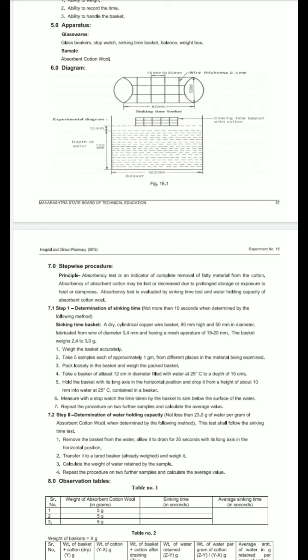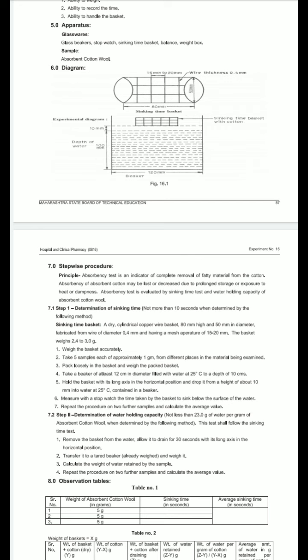Step first is determination of sinking time, that is not more than 10 seconds when determined by the following method. Sinking time basket: a dry cylindrical copper wire basket 80 mm high and 50 mm in diameter, fabricated from wire of diameter 0.4 mm and having a mesh aperture of 15 to 20 mm. The basket weighs 2.4 to 3 gram. Weigh the basket accurately.